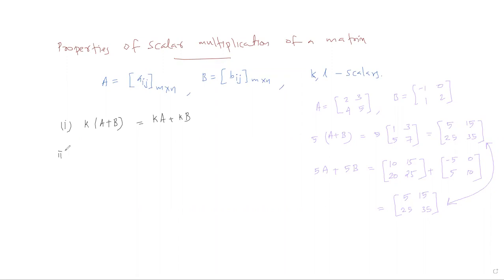Similarly, another property: (K plus L) into matrix A is the same as K into matrix A plus L into matrix A. Simple, you try and verify yourself. For example, if you want (5 plus 3) into A, you can take 5 into A and 3 into A and then add, or directly do 5 plus 3 is 8, 8 into A, and you will get the same answer. So (K plus L) into matrix A is the same as K into A plus L into A.